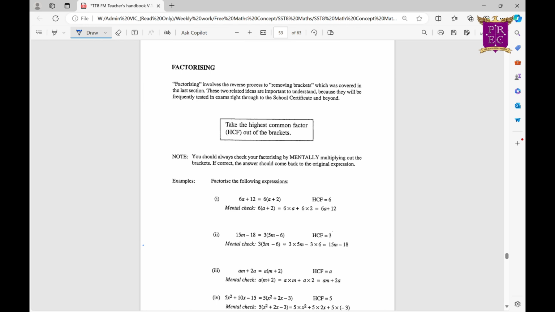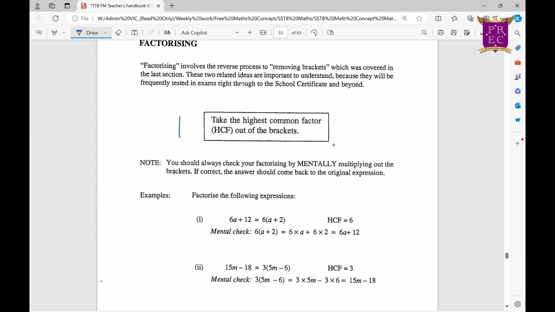Okay, so now we are moving on to factorizing. Now, factorizing is basically considered just the opposite of expanding. Whilst expanding asks you to get rid of the brackets, factorizing asks you to implement brackets. And the rule that you want to follow when you implement brackets is you want to pay attention to the highest common factor, and you want to take it out of the brackets.